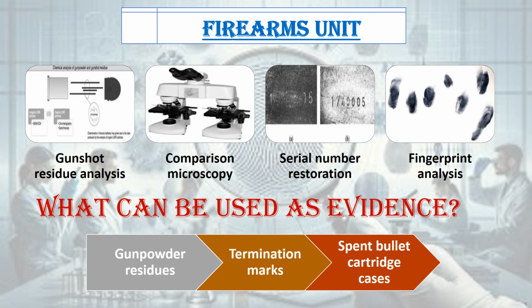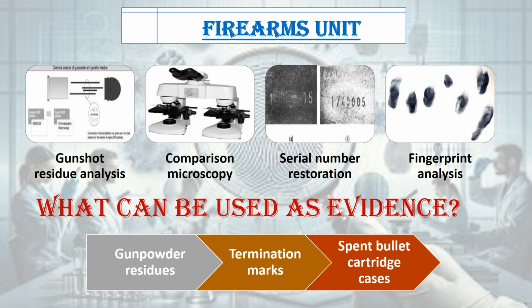Comparison microscopy examines two objects simultaneously using a comparison microscope, a specialized tool that allows investigators to view and compare two separate samples side by side under a microscope, primarily used for analysis of fired bullets, cartridge cases, tool marks, fibers, or other items to determine if they originated from the same source, making it a crucial technique in forensic ballistics and other forensic disciplines requiring detailed comparisons of minute features.